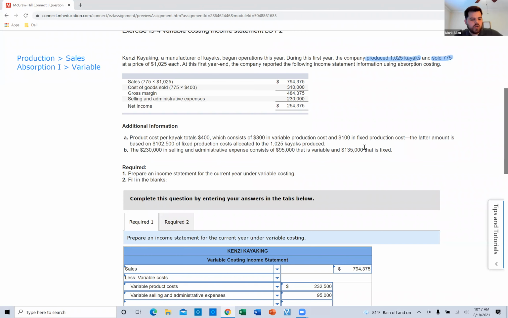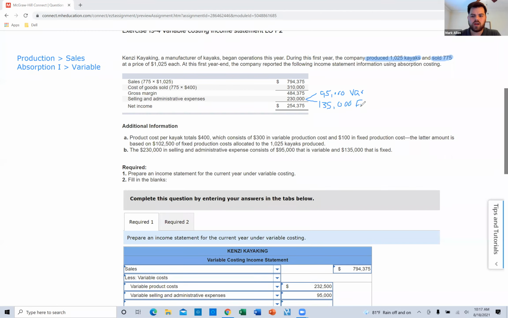Part B says the $230,000 in selling and admin expense consists of 95 that is variable and 135 that is fixed. So if I were doing this on the test, I would just make a note. All right, we've got 95,000 of this, which is, of course, variable. I do apologize, trying to write with a mouse, still not something I'm very good at. But this is what we have: 95,000 in variable, 135,000 in fixed.